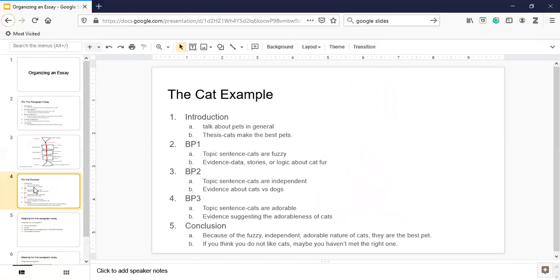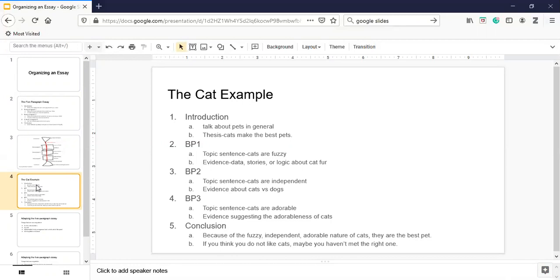This is the example I always use when I teach. If I were going to write a 5-paragraph essay about cats, my introduction would start by talking about pets in general, right? Just to kind of get my reader interested so that they know where the paper is going. And then I would slowly become more specific, and I would end by making the statement, cats make the best pets. That would be my thesis statement, right? And then I would get into my first body paragraph.